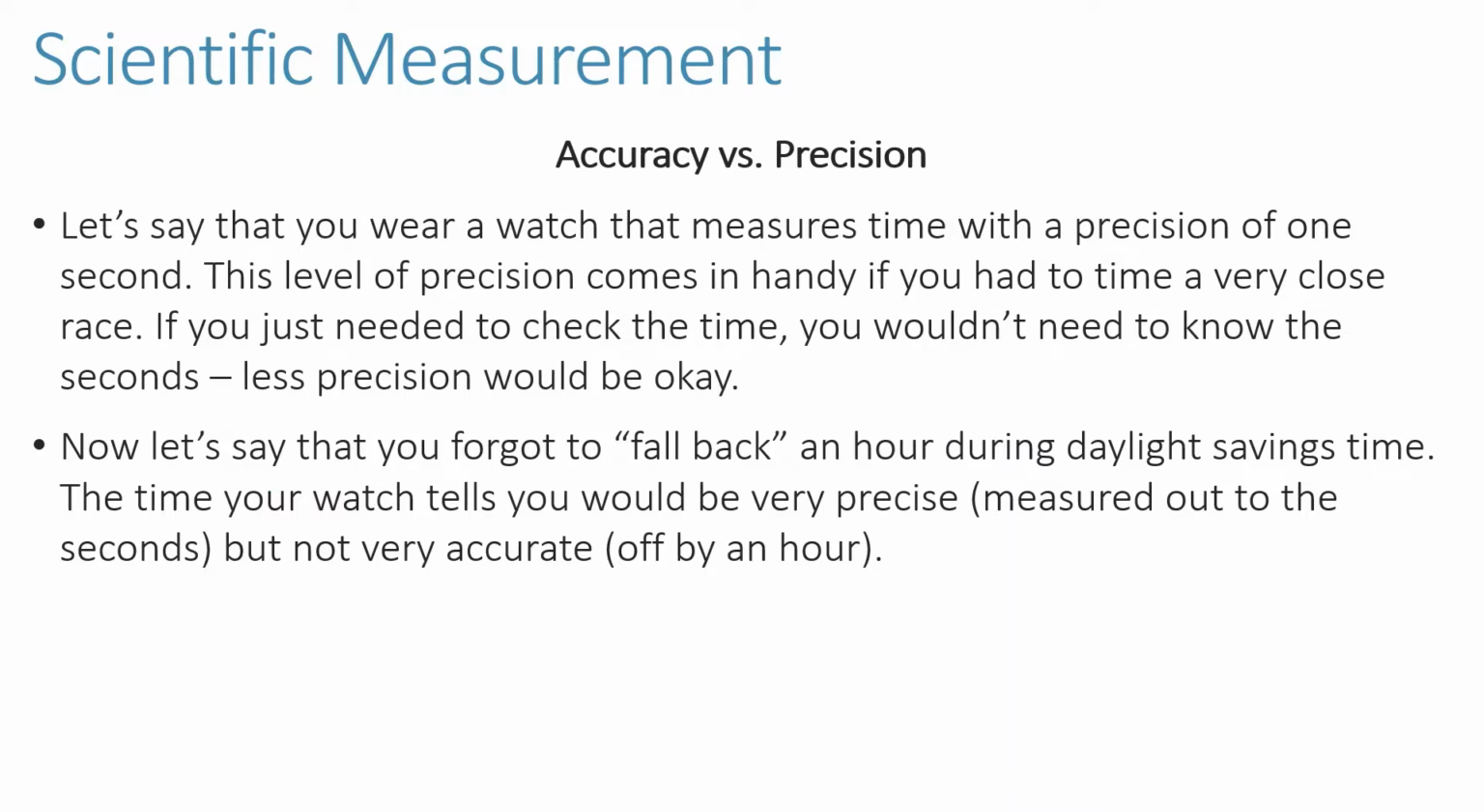Now let's say that you forget to fall back an hour during daylight savings time. So the time on your watch is still going to be very precise. It still measures to the seconds, but it won't be very accurate because it will be off by an hour.